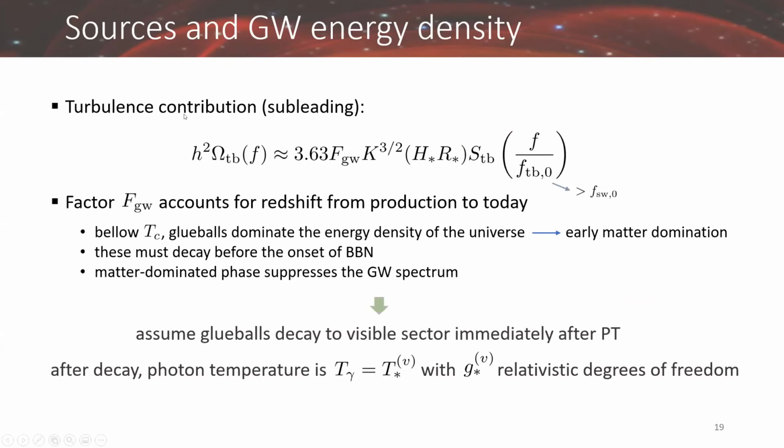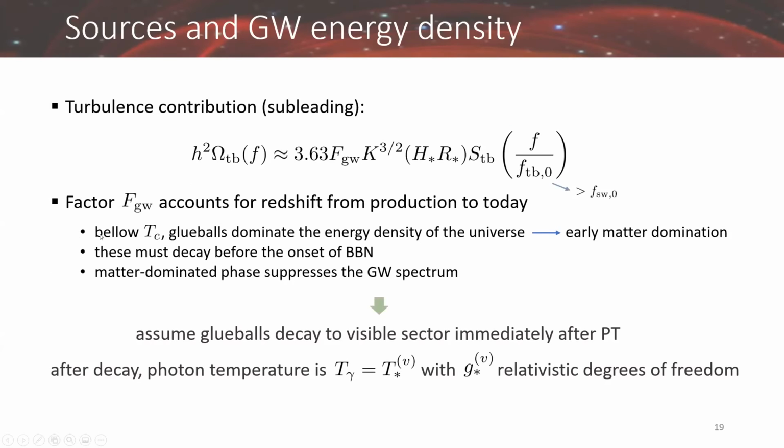The turbulence contribution is subleading. It's a similar order of magnitude, but a bit smaller, and it's given by a similar formula. The peak frequency is a bit higher than the sound wave contribution, so you're going to see a double peaked spectrum. Now, this factor FGW that I didn't mention, it accounts for the redshift from the production of gravity waves all the way down to today.